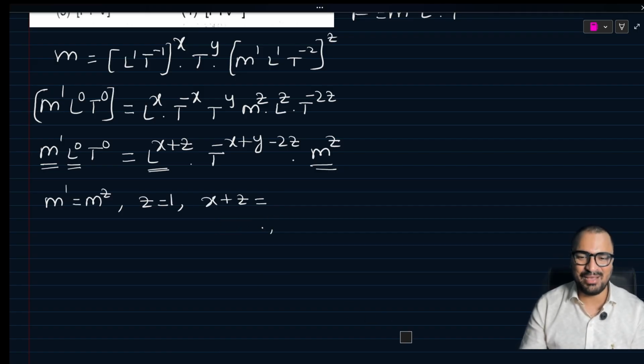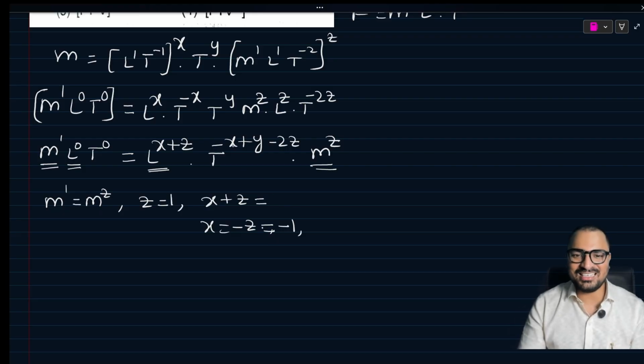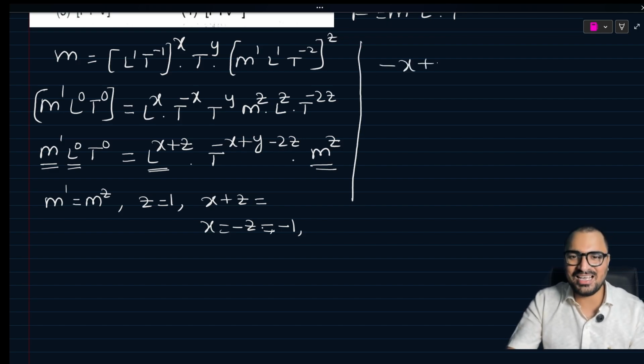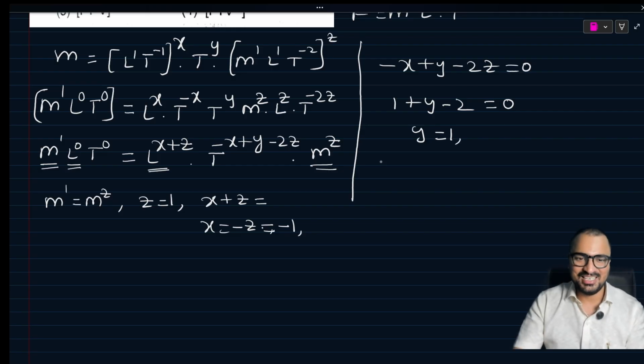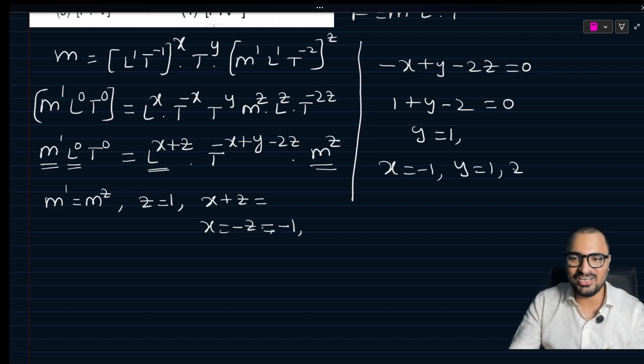Easy, na? Very easy dimensional analysis. This question was given in JEE Mains 2021. So x equal to minus 1. Now you have the x value and the z value, so you have to find the value of y. What is the equation given? Minus x plus y minus 2z equal to 0. x is minus 1, so minus of minus is plus 1, plus y, minus 2 into z, which is 1, equal to 0. Nothing but y value is also 1. So x value is minus 1, y value 1, z value 1.